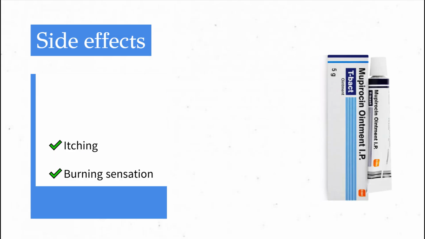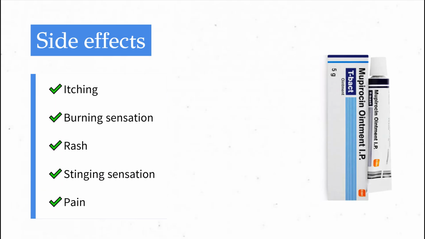Side effects. Like all medicines, T-BACT ointment may cause some side effects. Common side effects include itching, burning sensation, rash, stinging sensation, and pain at the application site. If these side effects persist or worsen, medical advice should be sought.